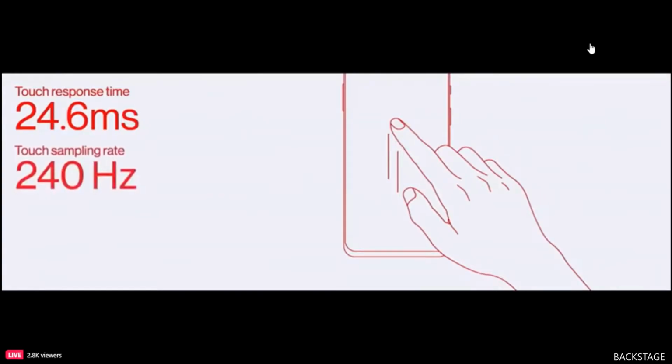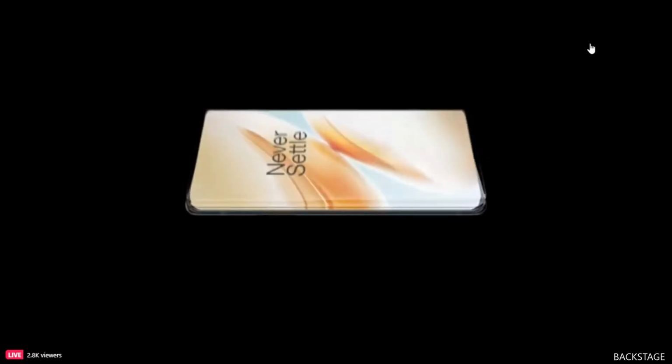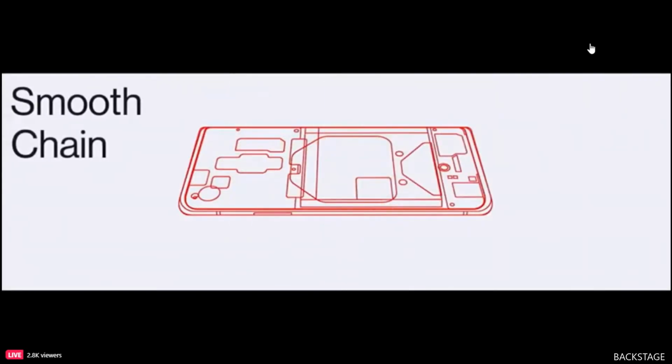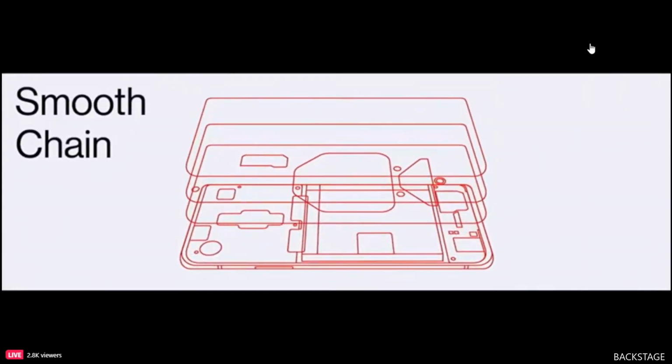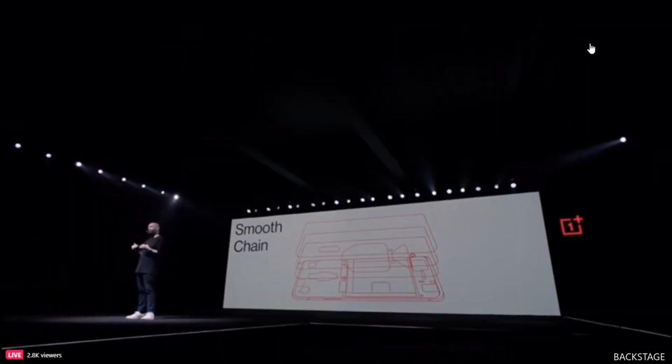How do we make it so responsive? Well, first, the OnePlus 8 Pro has a 240 Hz touch sampling rate, which is great, but not enough. Our secret weapon is the OnePlus Smooth Chain. So we approach product development like a chain. Every link in this chain has to be strong and it has to work together, or else the chain's going to break. Our end goal is to make sure our hardware and software work together as smoothly as possible.